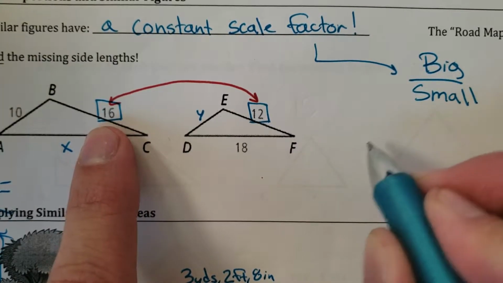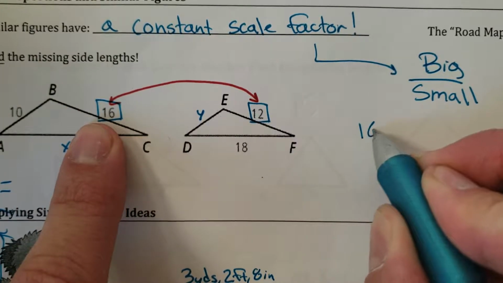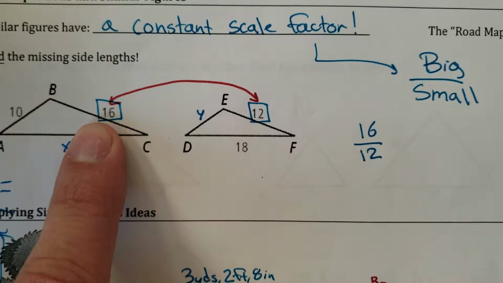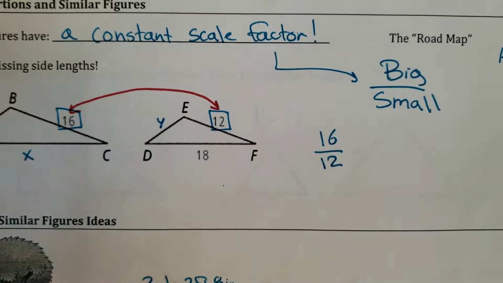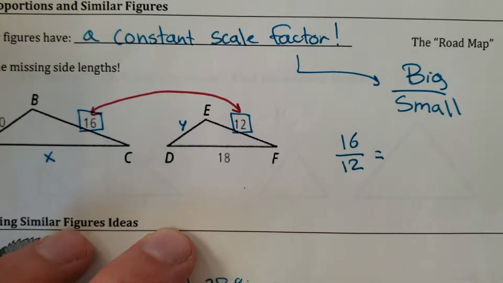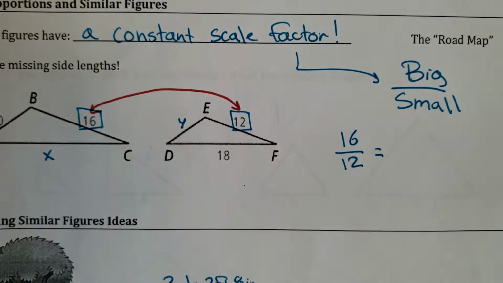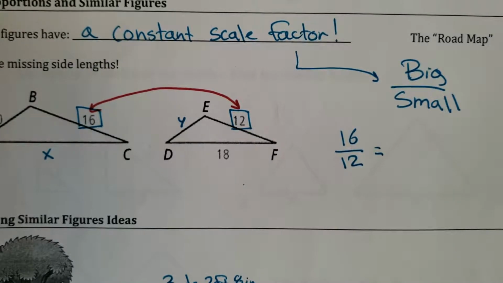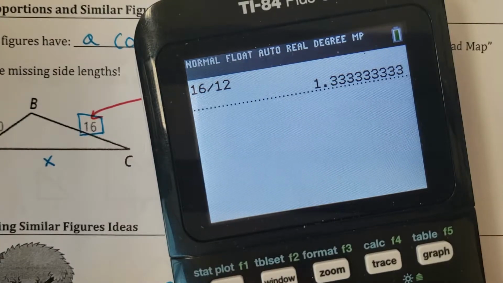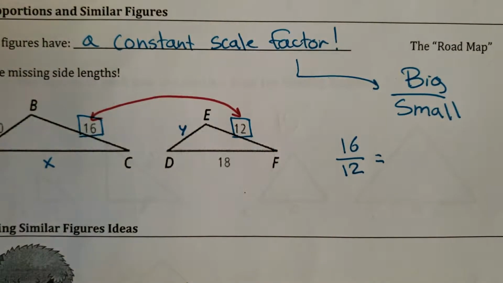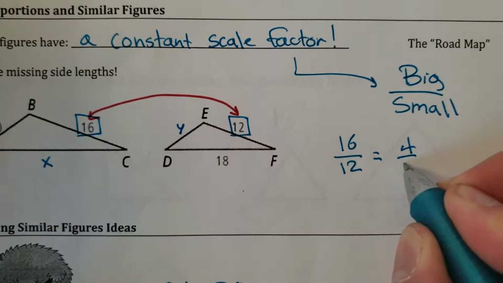So big over small. The big piece is 16. Why do I do big over small? I don't know. That's just the way I decided to do it. You can do small over big, but I think it's best to go big over small because when you do that, look what you get, students. If you take 16 and divide it by 12, you get a number, and that number is 1.3 repeating. That's 4/3. Okay? So 4/3 is the scale factor.